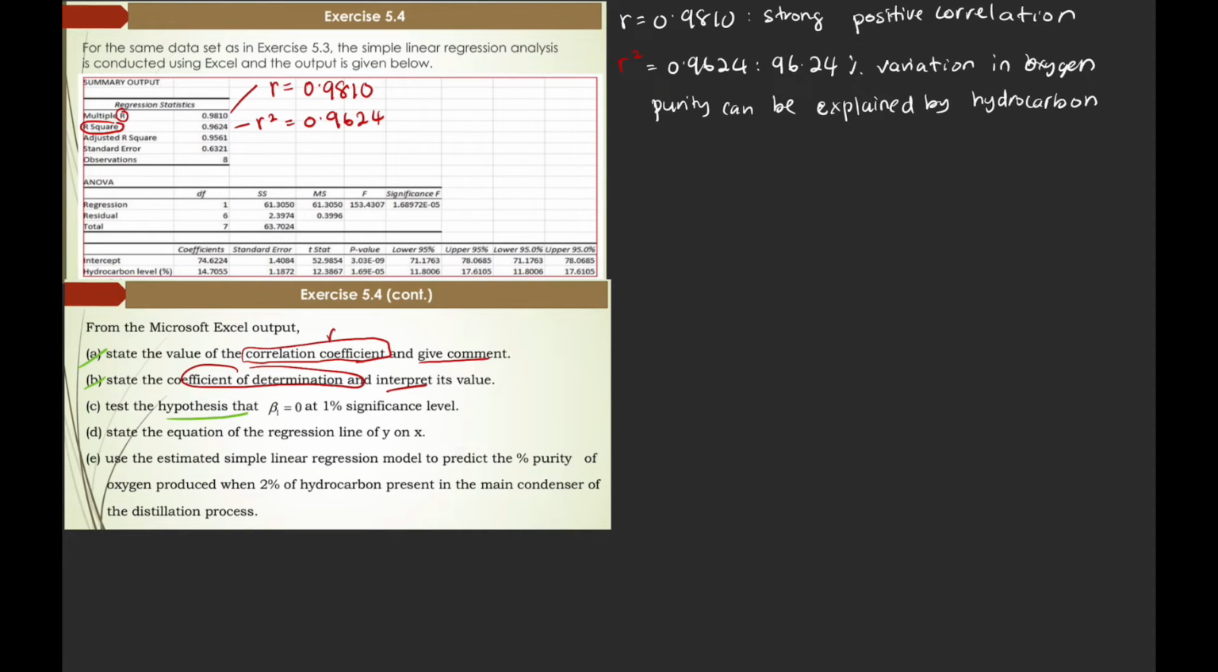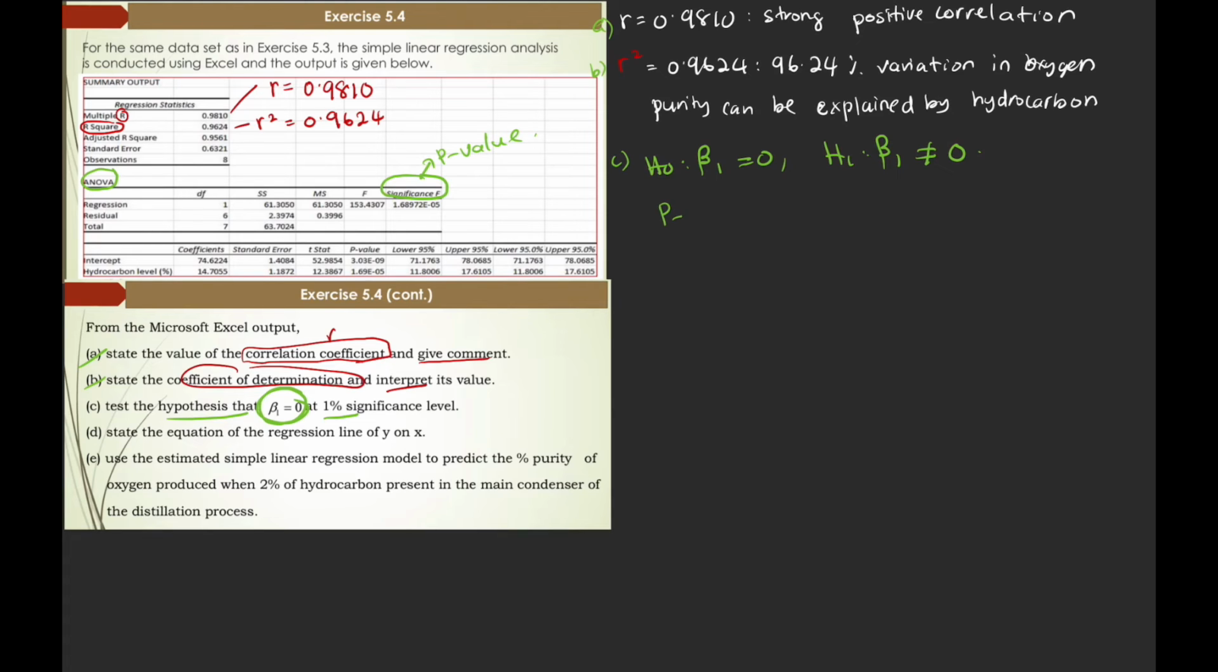Test the hypothesis that beta 1 equals 0 at alpha 0.01. Okay, this is part C, the linearity test. Why the linearity test? Because we test beta 1 equals 0. So, beta 1 is linearity. Step number 1: H null, beta 1 equals 0. H1, beta 1 is not equal to 0. For step number 2, I want to use Anova. From this Anova, I want to use Significant F, where Significant F is your p-value.